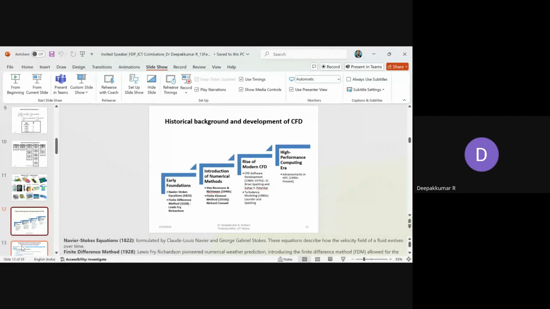So the next one, with this brief introduction of CFD, I'm moving to the historical background and development of CFD. As background, we have seen the Navier-Stokes equations, which are the background equations for CFD. The Navier-Stokes equation is one special form of the momentum equation, which was developed in the early 18th century. Later on, the application of the finite difference method in weather prediction by Lewis Fry Richardson was pioneering work, using the finite difference method to numerically predict the weather.